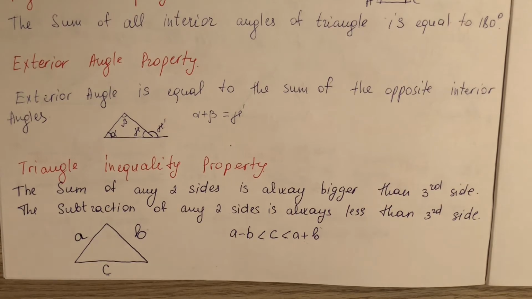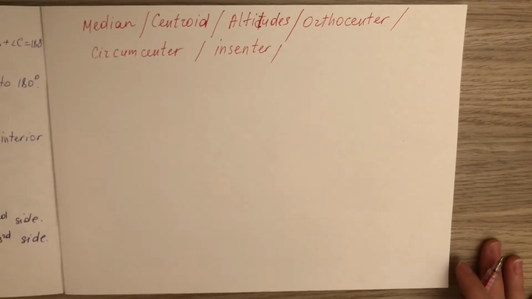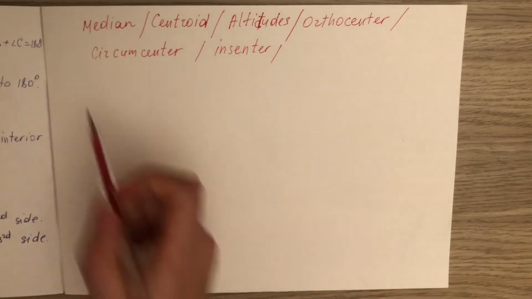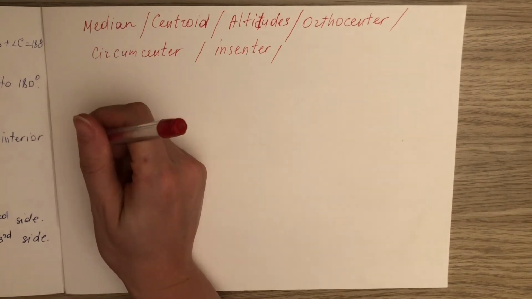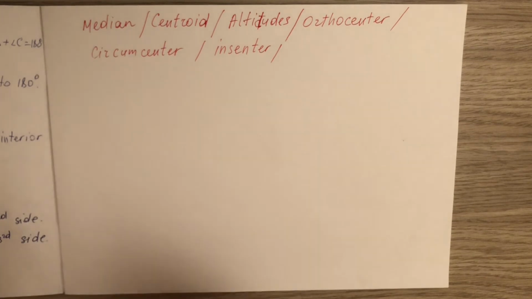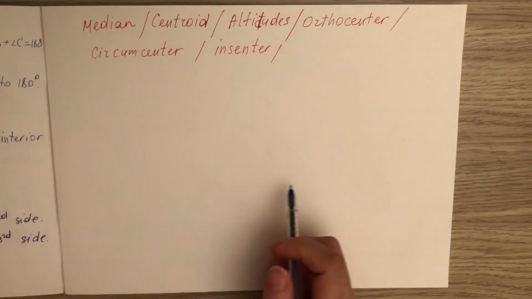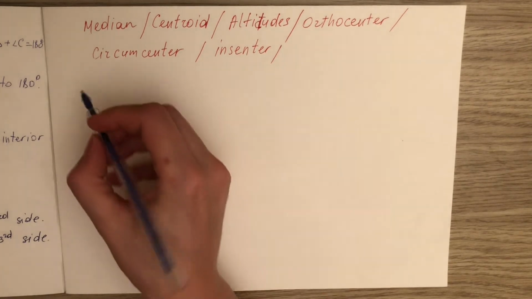So let's continue. Let's continue with the secondary parts of a triangle. Firstly, let's start with median. Median of a triangle: a line segment joining the midpoint of the base of the triangle is called median of the triangle.